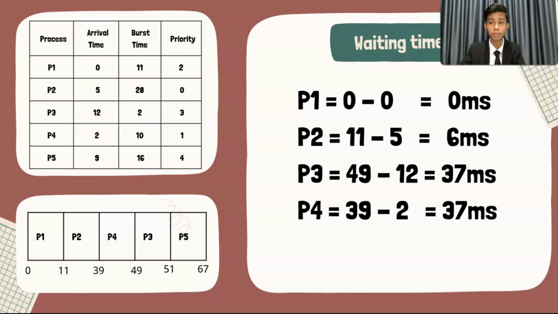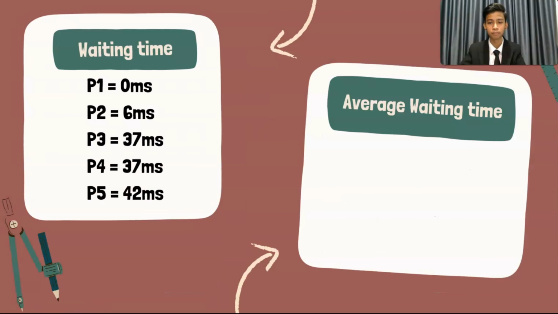And for the last one, P5, we have the start time of 51. Then we minus it off with the arrival time of P5, which is 9. Therefore, we get 42 milliseconds. So now we have all of the waiting times right here. Now we have to calculate the average waiting time.